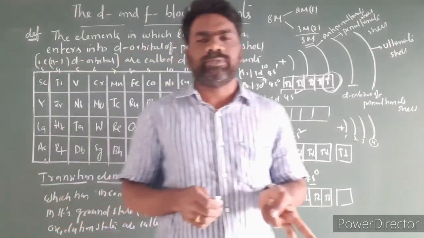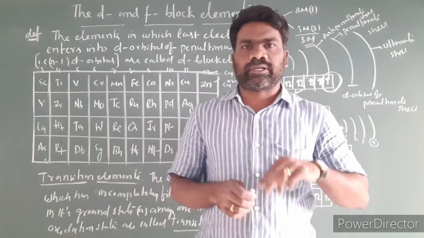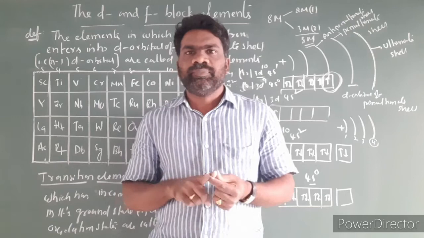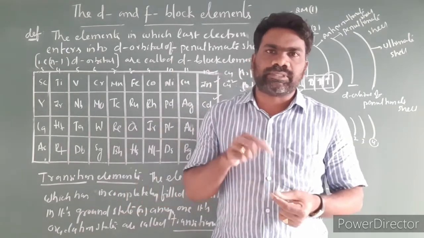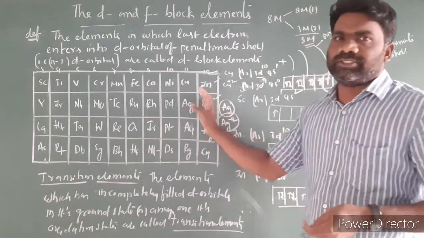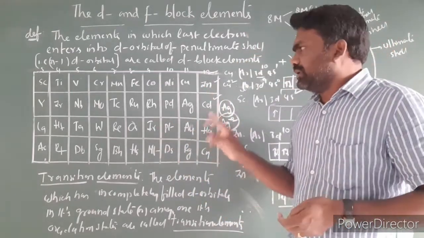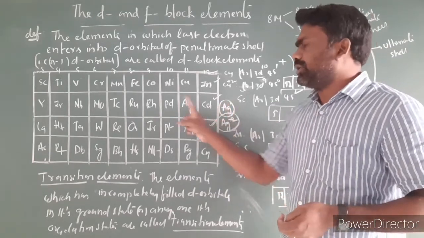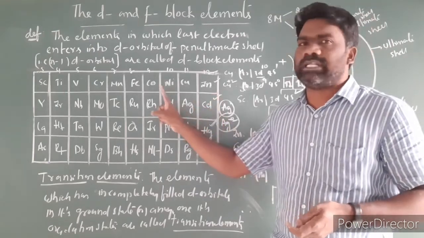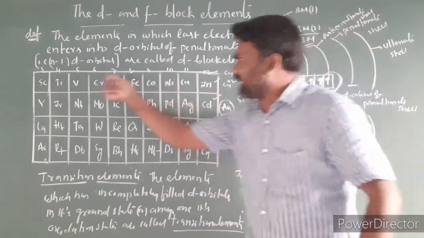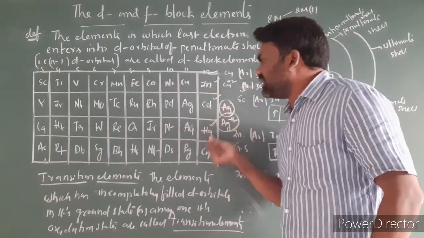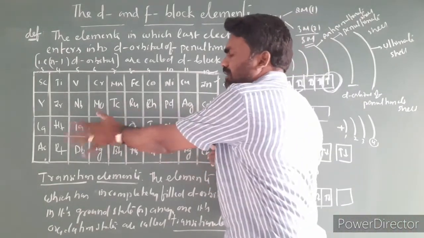What is the difference between a transition element and a d block element? Transition element and non-transition element: a transition element must have an incompletely filled d orbital in its ground state or in any one of its oxidation states. These are the elements we have to consider transition elements. One generalized statement I will give: all d block elements are not transition elements, but all transition elements are d block elements. All these are transition elements except zinc, cadmium, mercury.